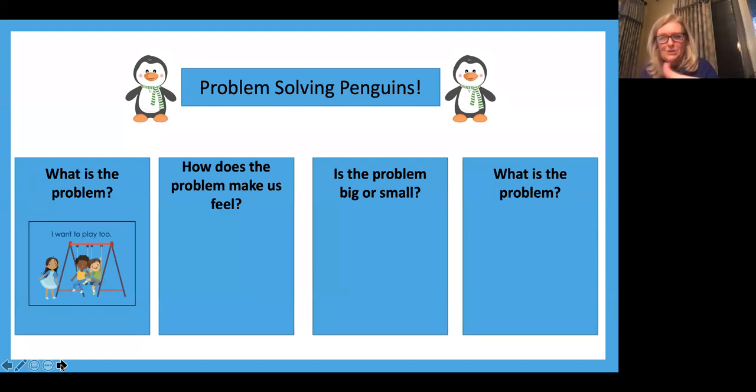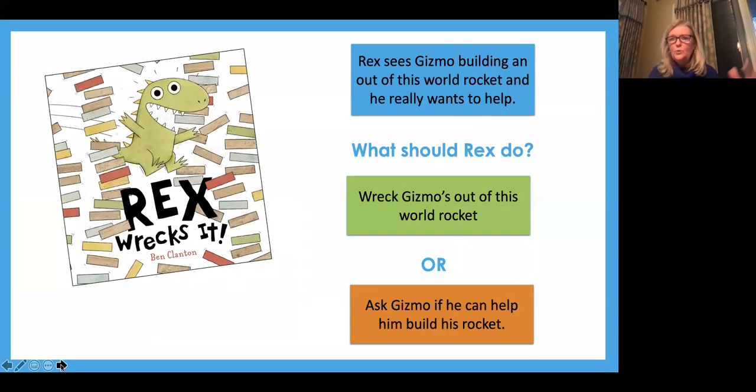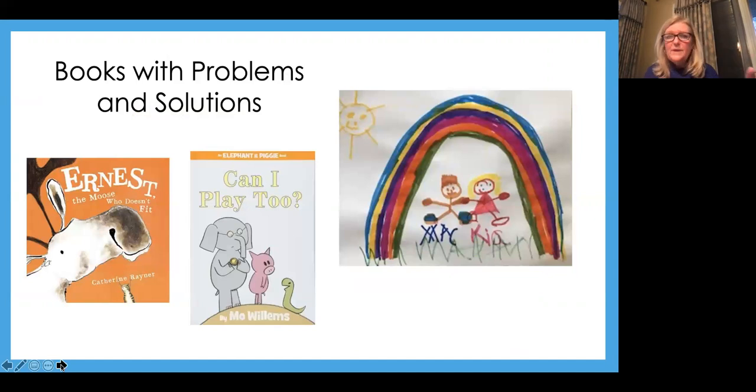And then this was in the penguin room, and they literally kept practicing after they read books about big problem, small problem. Rex Rexit is a great book to do problem solving around. Typical that kids knocking blocks down. Books with problems and solutions, things like Ernest the Moose Who Doesn't, He's Too Big to Fit in the Book, and getting children to predict and problem solve.